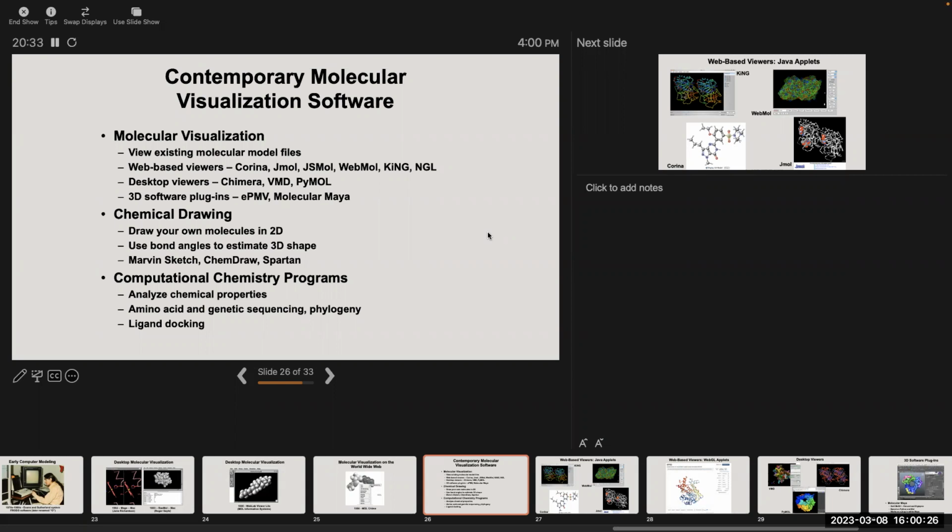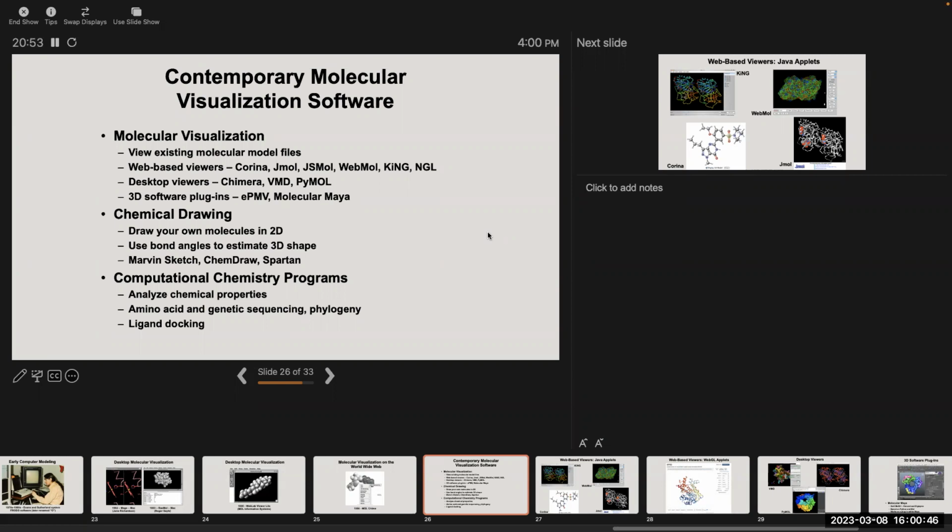There's another one though called Molecular Maya, which is a plugin that runs inside of Maya. Now I'm not a big Maya guy, so I've never really used this myself. So I won't be introducing it in here, but it's good to be aware of it in case you want to try playing with it yourself. So those are all things for viewing molecular models.